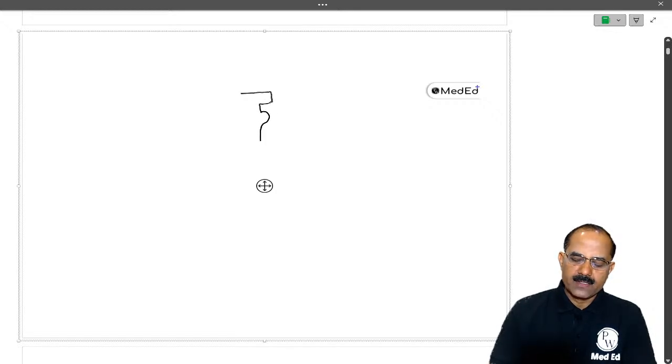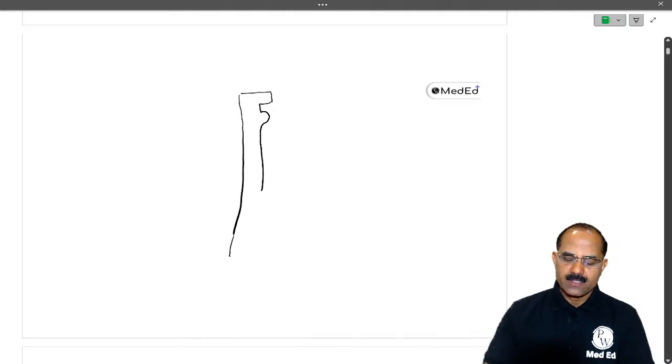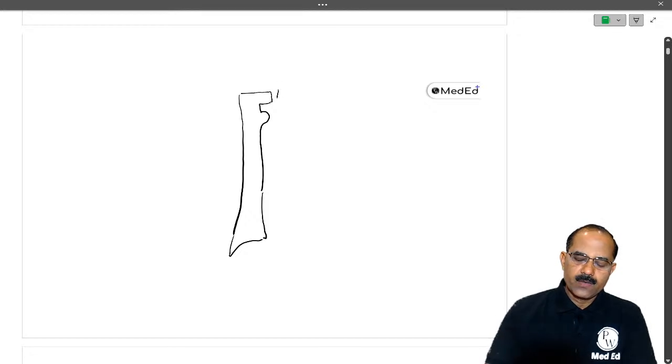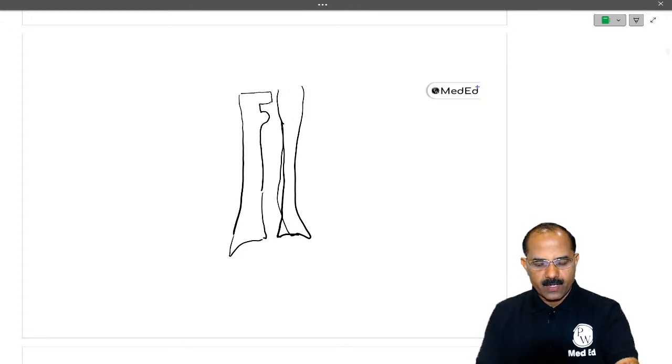Neck of the radius. That's a radial tuberosity. Your head, your neck, your radial tuberosity. That's the shaft of the radius. Styloid process of radius. Here is the ulna, and that's the styloid process of ulna. एक मिनट, I'm not able to see your comments. आपने कुछ comments किया है बच्चों?